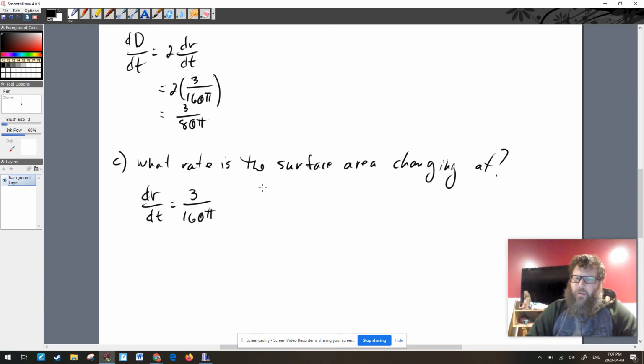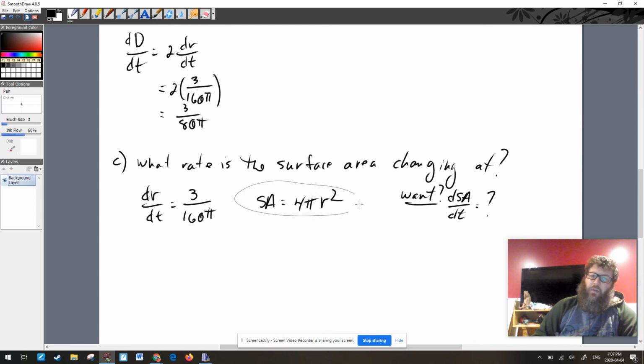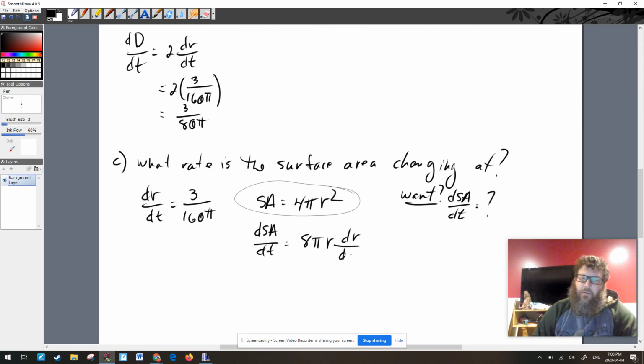And then we would also have to know something about the surface area. Well, for those of you who don't recall, the surface area is 4 pi r squared. And it says at what rate is the surface area changing? So what we want here is going to be dSA by dt, right? Well, again, we've got this lovely expression right here now. So I can just differentiate this immediately because I've got this in terms of radius. So dSA by dt is going to be equal to 8 pi r dr by dt.